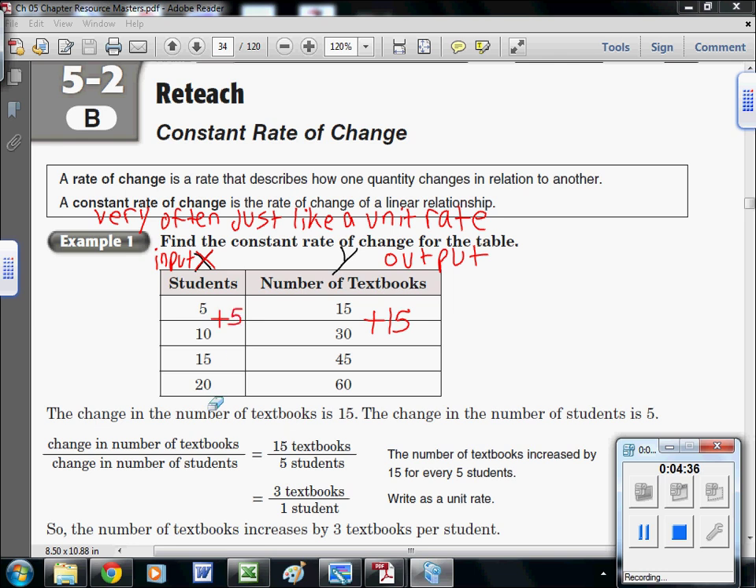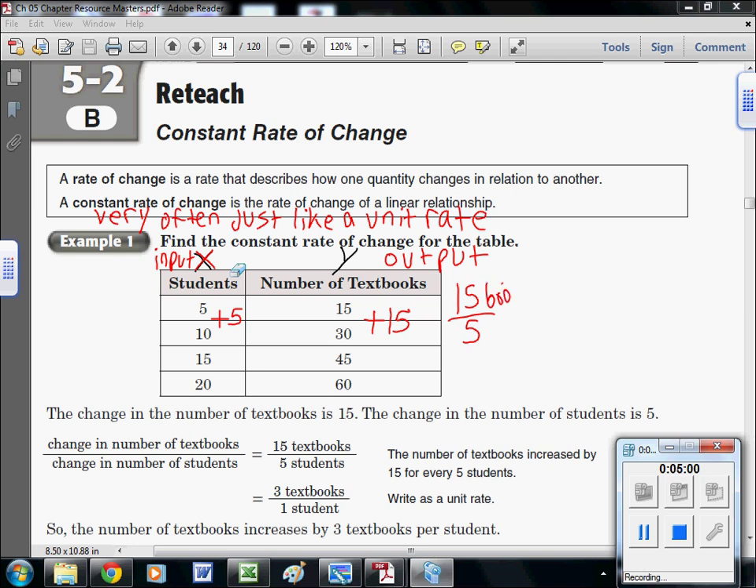Students go up by 5 every single time. So when we talk about rates of change, I said earlier we want to know how much the output goes up or down for every time the input goes up. So in this case, we would say, all right, our textbooks go up by 15, so positive. Our students go up by 5, so positive. So that tells us 15 over 5.